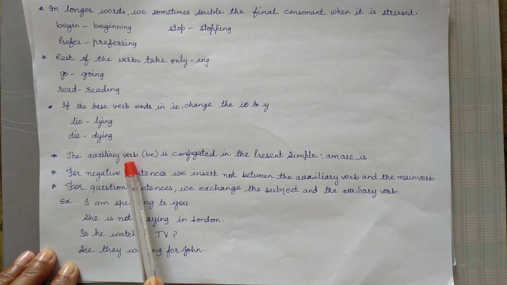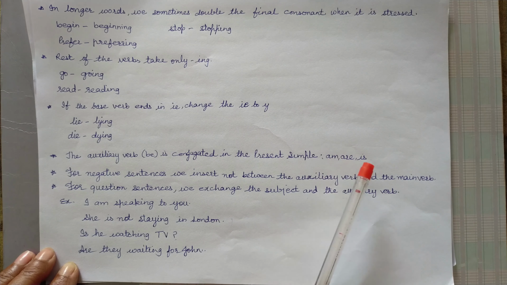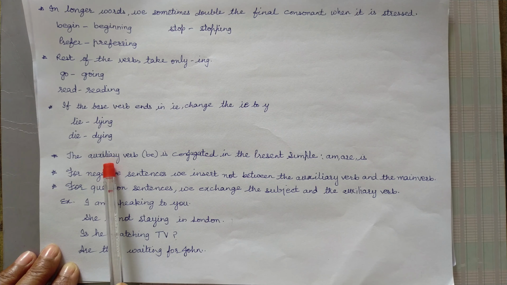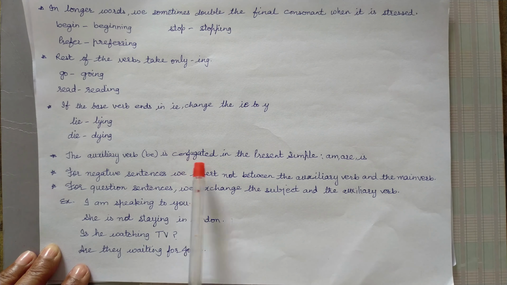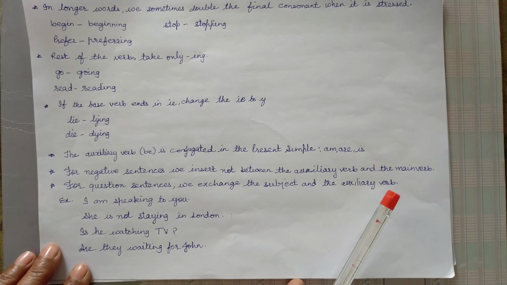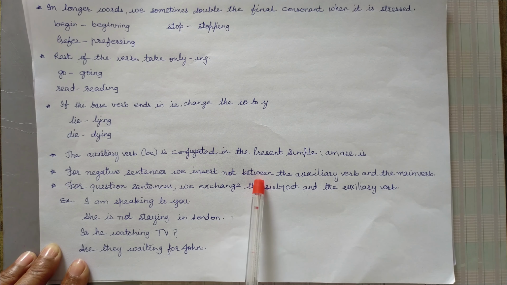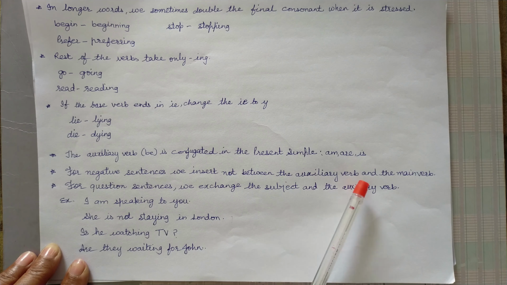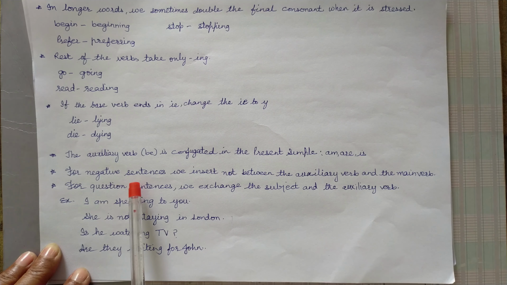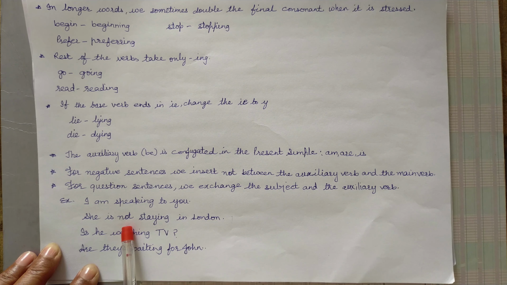The auxiliary verb be is conjugated in the present simple: am, are, is. For negative sentences, we insert not between the auxiliary verb and the main verb.